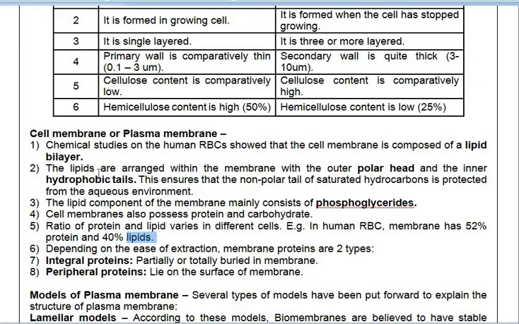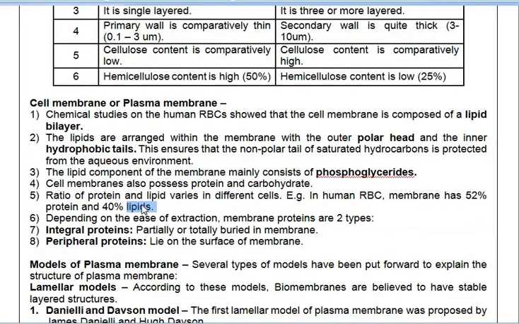So based on the study of the plasma membrane of RBCs, the cell membrane is composed of phospholipid molecules and fatty acid chains. The lipids are arranged within the membrane with the outer polar head and the inner hydrophobic tails, as I mentioned in the NCERT also. Here it is also mentioned what the composition of proteins and lipids in human RBCs is, and what types of proteins are there.